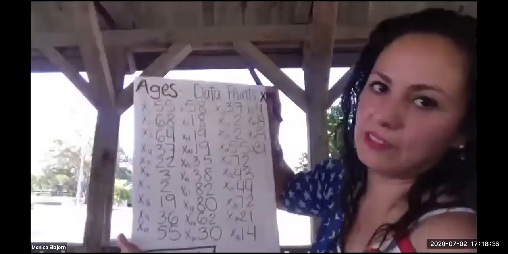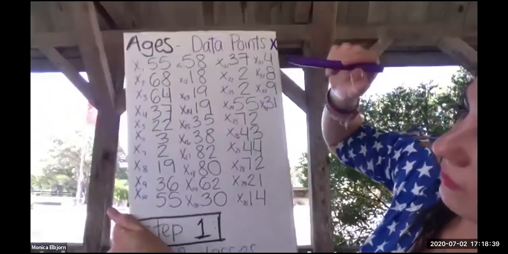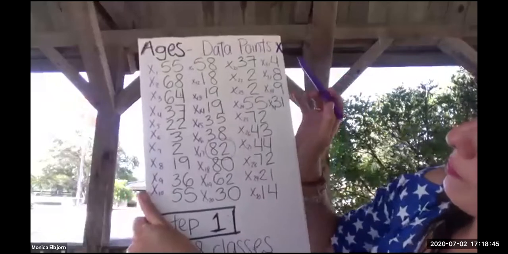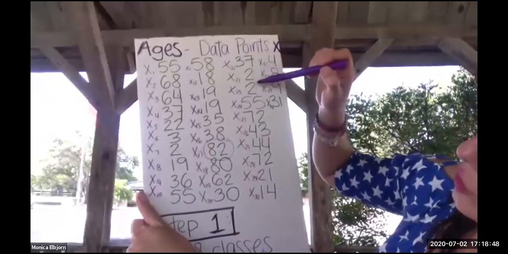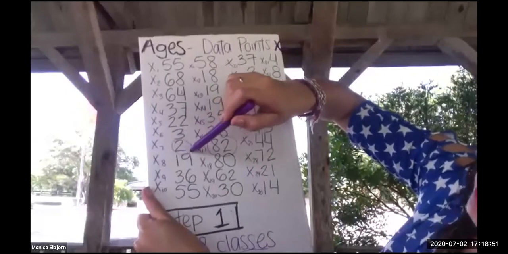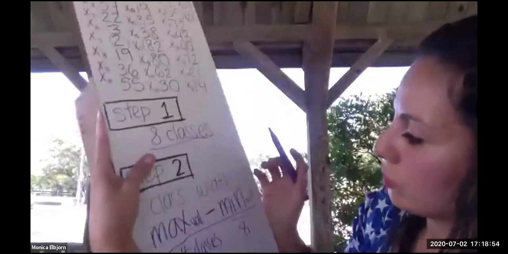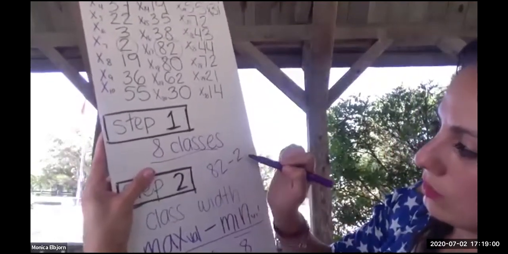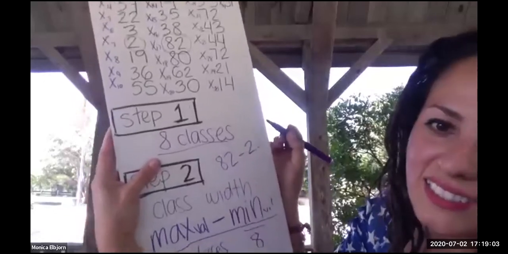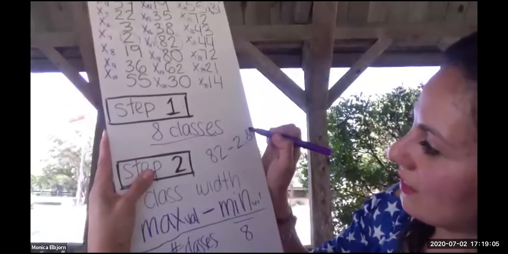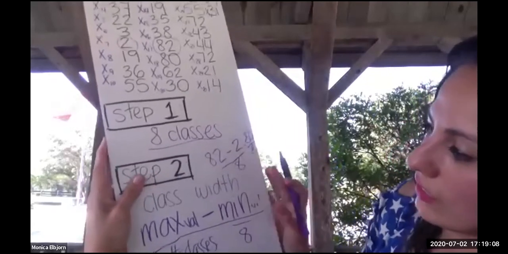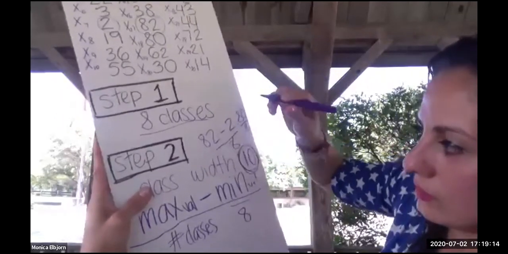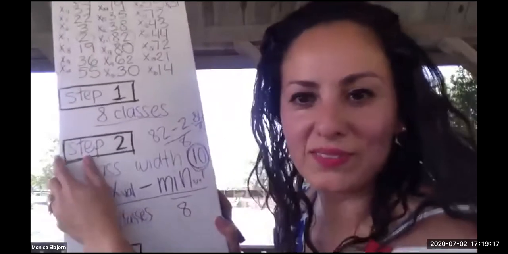So what's our maximum value? I got my grandparents, they were 82. And then the minimum, probably we got 2, 2, and 2, which my daughter is 2. So we'll take 82 minus 2. How much is it? 80 divided by 8. So that's easy. Our class width for me was 10. Yes, perfect.